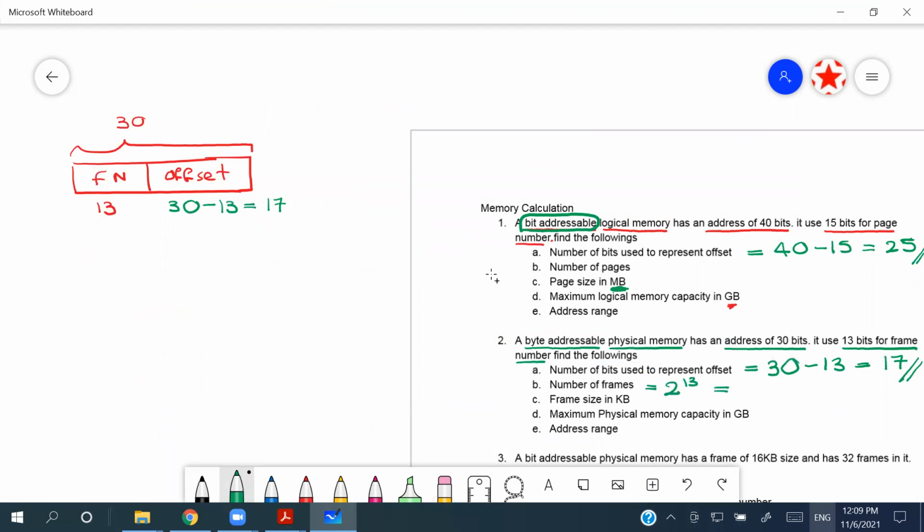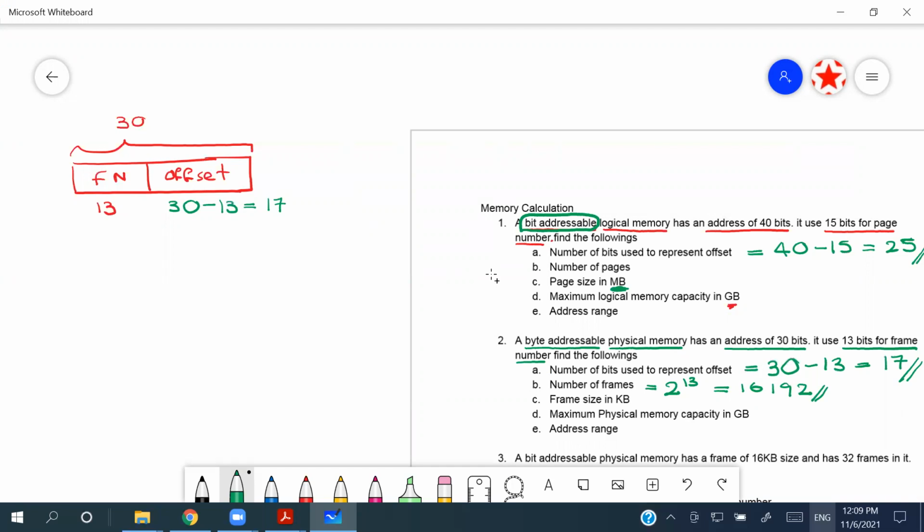2 to the power 13 means what? 2 to the power 10 is 1024, 11 is 2048, 12 is 4096, 13 is 8192. So this many frames are there in the physical memory.